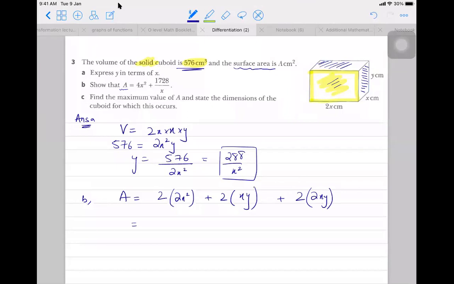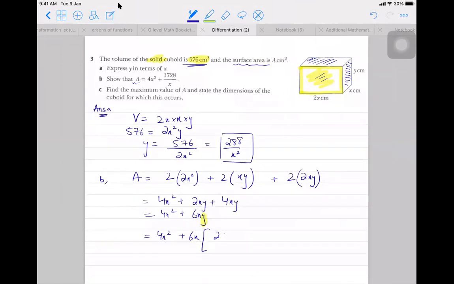So 4x square plus 2xy plus 4xy, 4x square plus 6xy. Now, the problem is that I will have to replace y over here. So y comes out to be 288 upon x square. What is 288 times 6? 1728. 1728 over x. This was the area that they asked us to show.